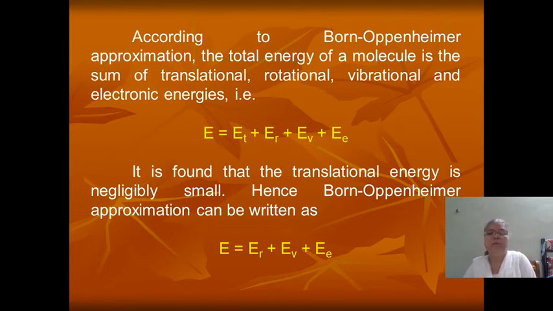As I have explained in the molecular energy level diagram, the energy required for rotational transition is less than the energy required for vibrational transition, and the energy required for electronic transition is greater than the vibrational energy. The total energy of the molecule is the sum of the rotational energies, vibrational energies, and electronic energies of the molecule.